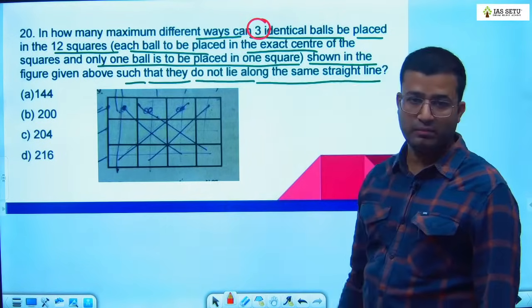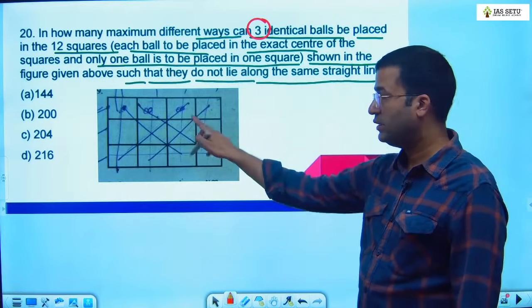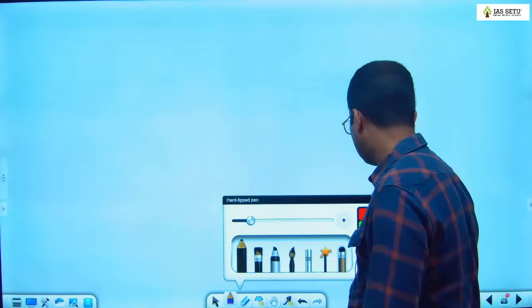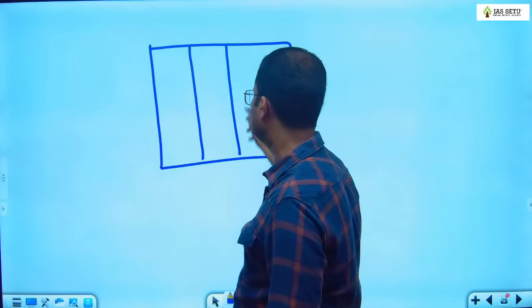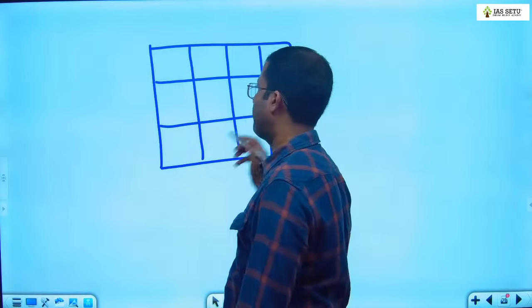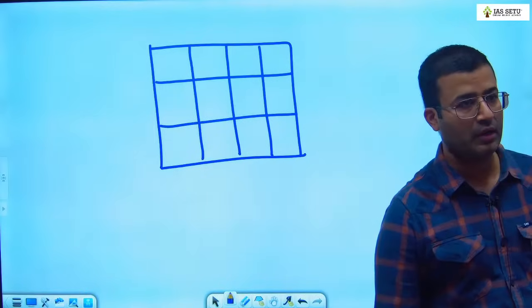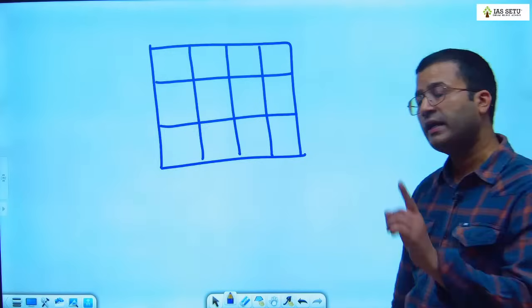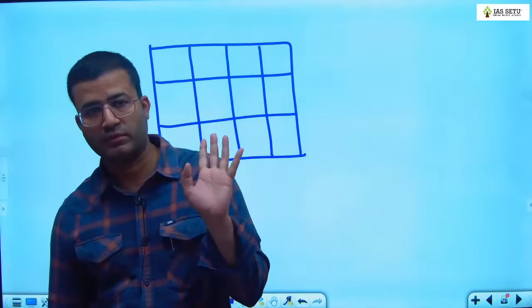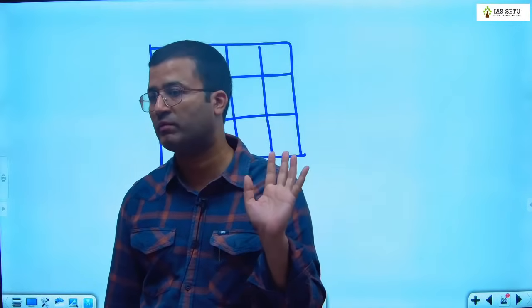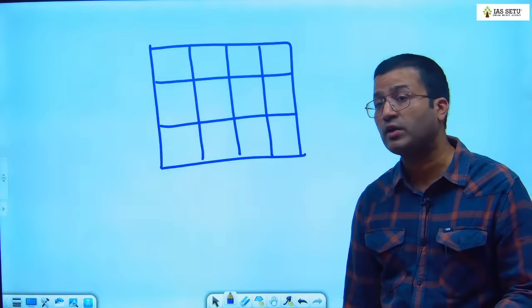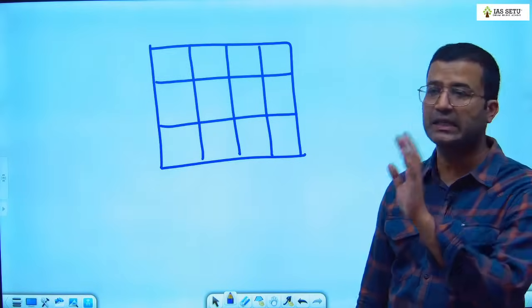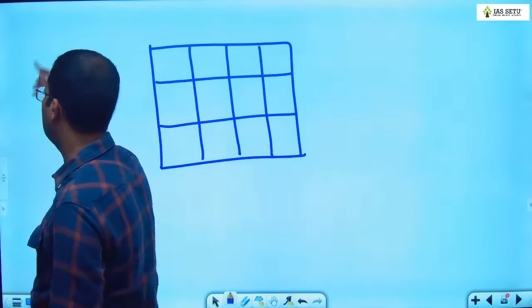There are 3 identical balls to be placed in this. We have a box with 12 small boxes, 4 columns and 3 rows. You have to put 3 identical balls, and in each box you can put only one ball; you can't put more than one ball in a box. But there is a condition: all 3 balls should not be in a straight line.